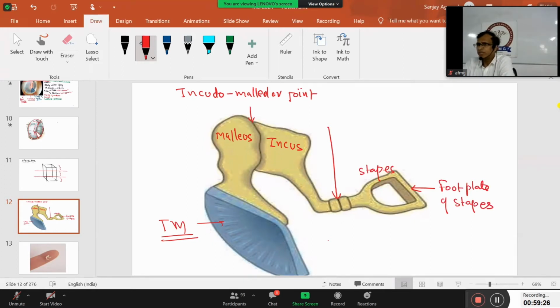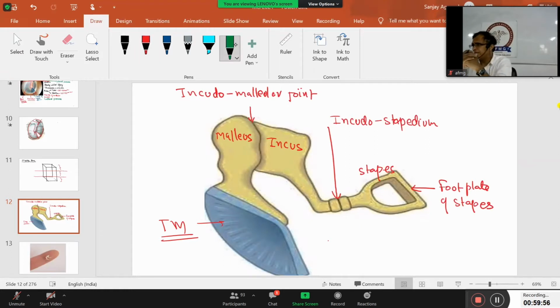Now you give the name to the other joint. If you are allowed to give the name to the other one, what do you name it? How do you name it? Incudo-stapedial. Incudo-stapedial. Now from the name you understand that the first one is between incus and the malleus, the second is incus and the stapes, isn't it?